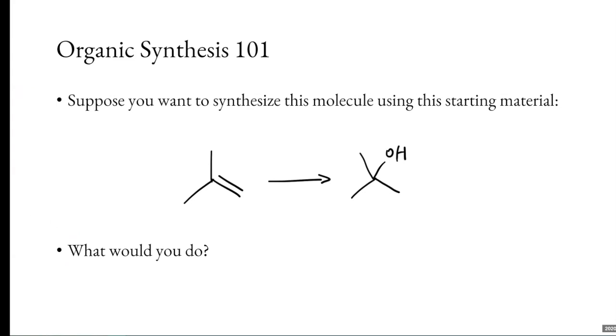Okay, so suppose we're in organic synthesis 101, and I have this molecule. This is called isobutene. I want to synthesize tertiary butanol from isobutene. So someone can tell me what I'm going to do. This is very much like our homework. Just briefly tell me what reagents we will use.